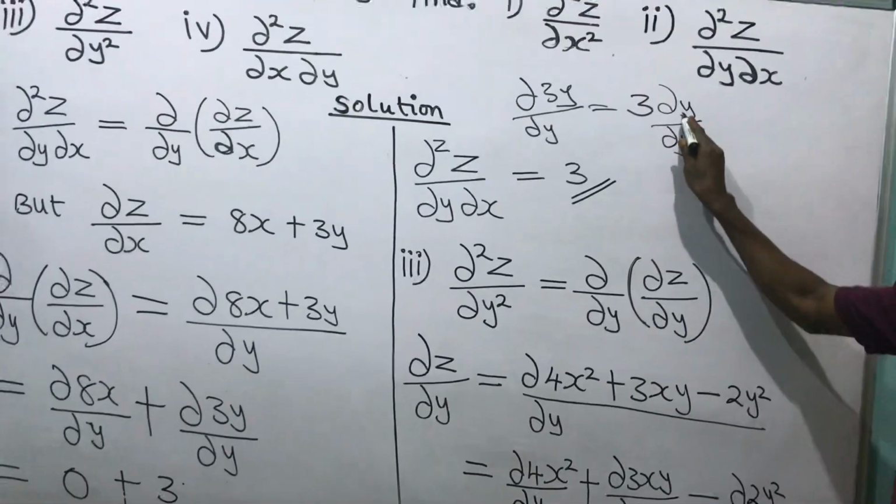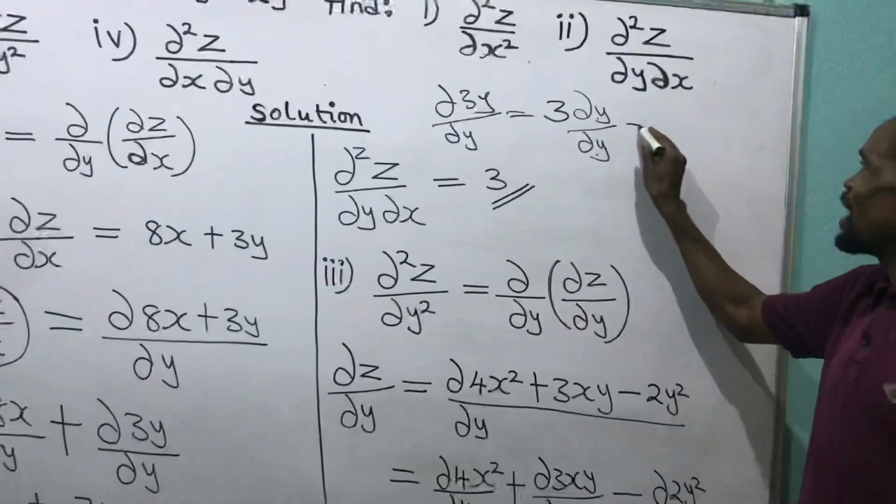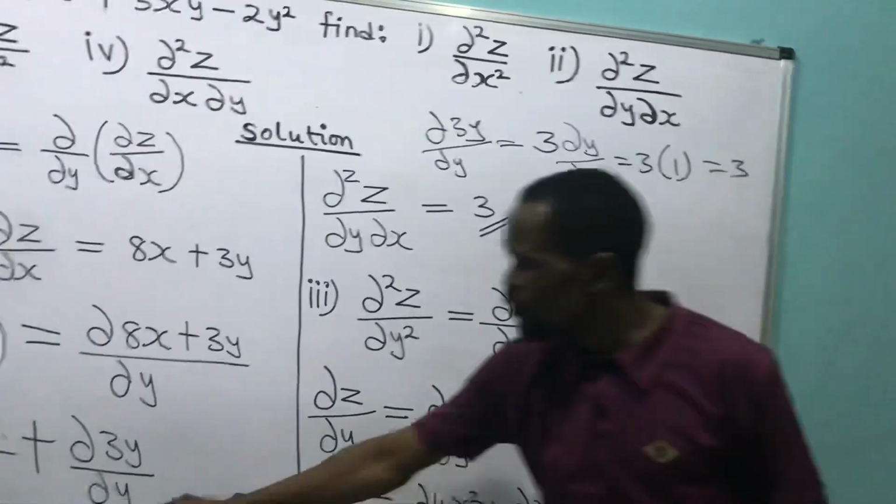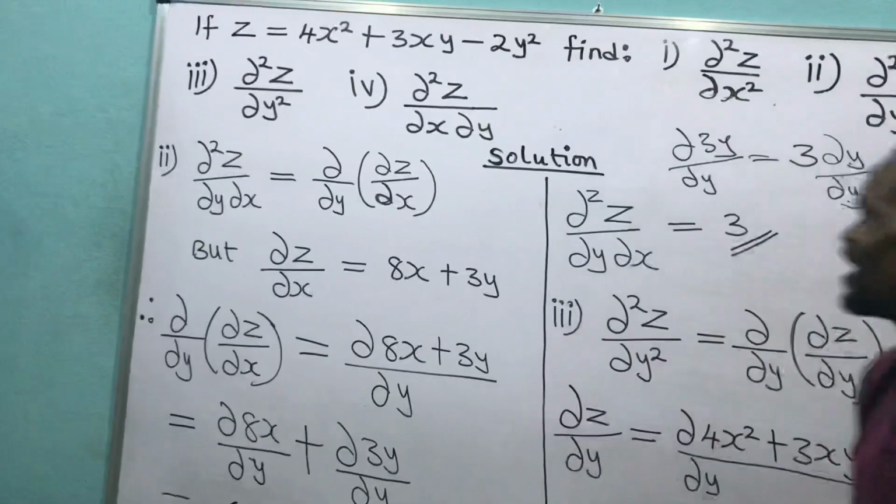Then dy/dy will give me what? 1. I will have 3 into what? 1, and that gives me what? 3. And that's how we get this 3 here. Are you getting what I'm saying now?